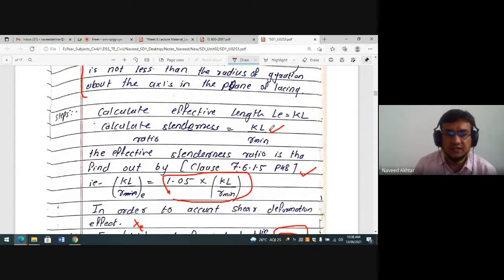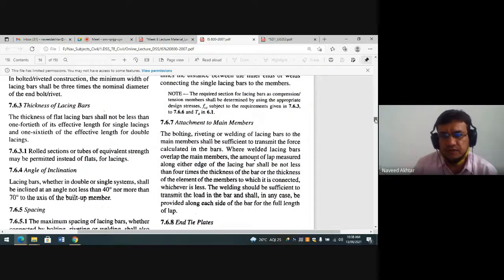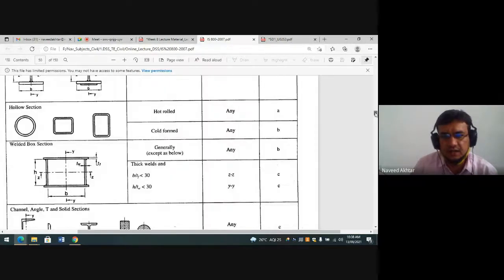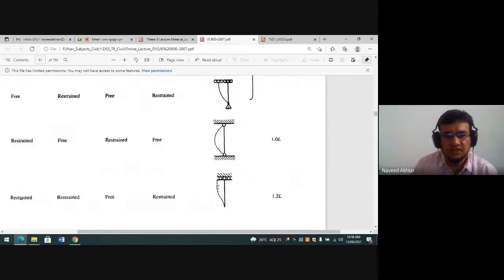Then calculate the effective length LE is equal to K into L. So calculate effective length K into L. K is the factor, है ना? And from where we will see this? This is from table number 11 of IS code. तो IS code में table number 11 में पेज नंबर 45 पर ये दिया हुआ है. तो यहाँ से इफेक्टिव लेंथ हम ले लेंगे.